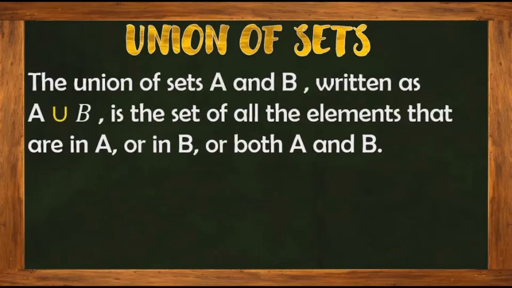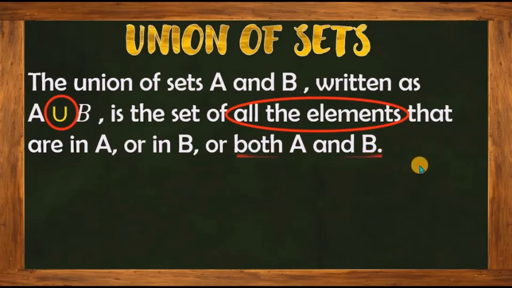The union of sets. So the union of sets A and B is written as A union B. So take note of another symbol. In the intersection, we have an inverted U. For the union, we have the letter U, but the opening is a bit wider. So this is the set of all the elements that are in A or in B or both A and B. So what does it mean?